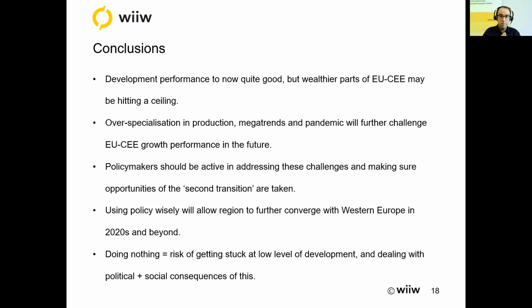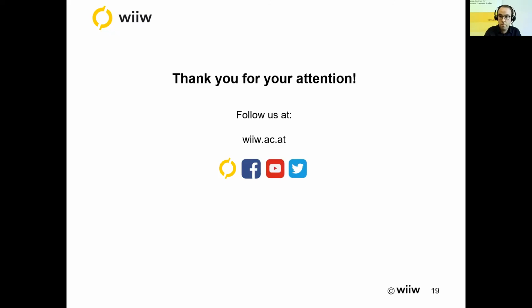Policymakers have to be active. They have to make sure they take the opportunities of this second transition for the region. If policy is used well, we think there's a positive case for the region. Convergence can certainly continue in the 2020s and beyond. But if policymakers don't do anything, there's a risk of getting stuck permanently at a relatively low level of development compared to say Germany, and then having to deal with the political and social consequences of that. So thank you for your attention.